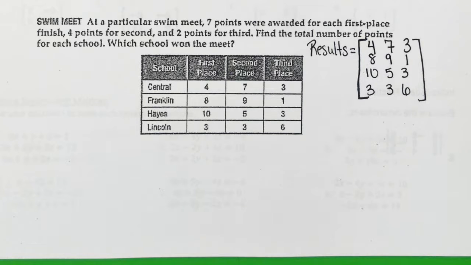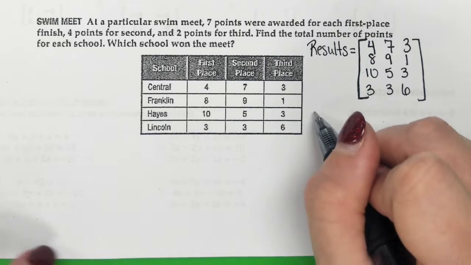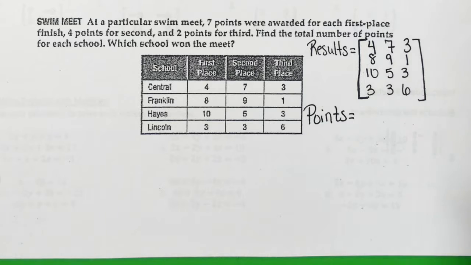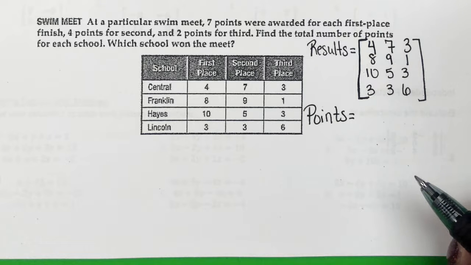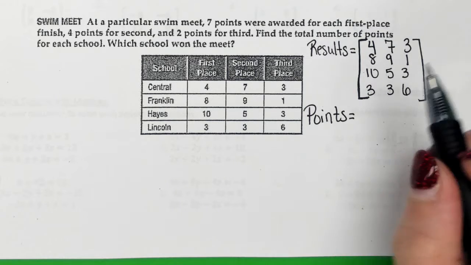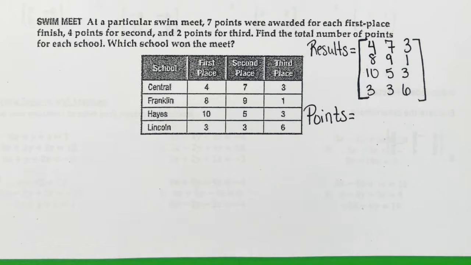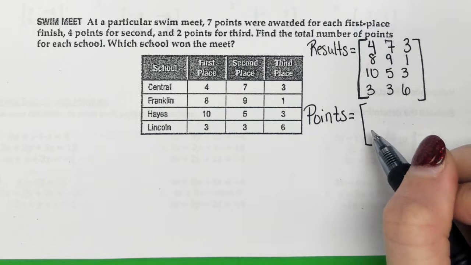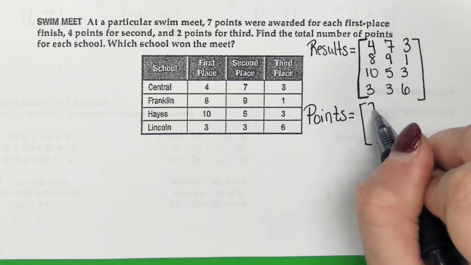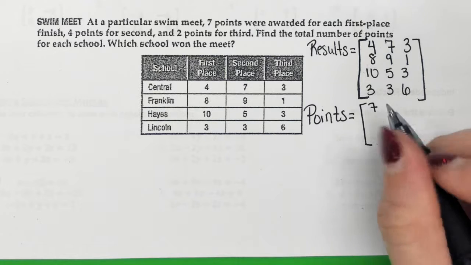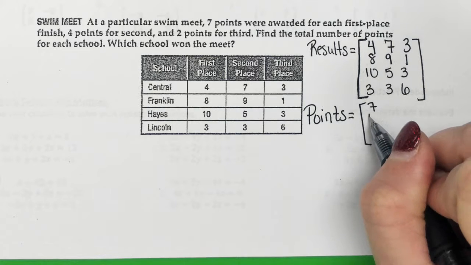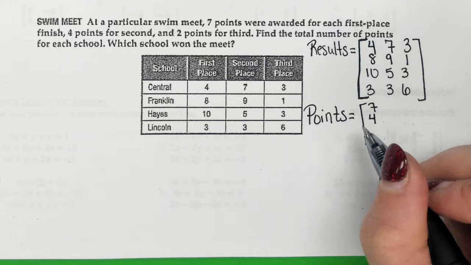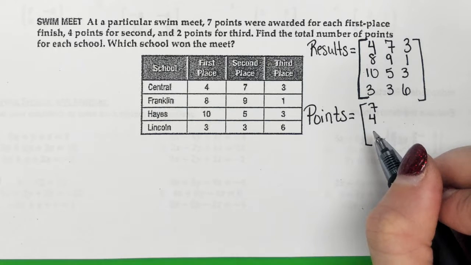Any issues? All right, then we have to read through that problem, and figure out how many points we're going to be given or awarded for each place. So how many points were awarded for first place? 7. How many points were awarded for second place? 4. Okay. What about for third place? 2.